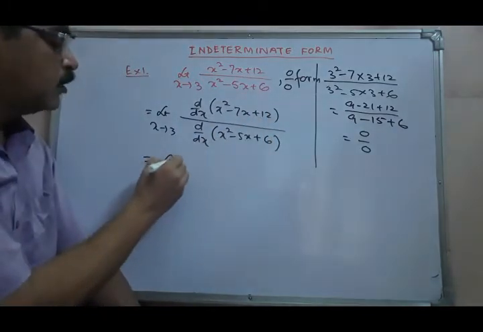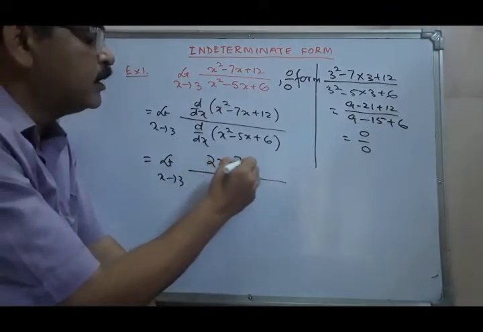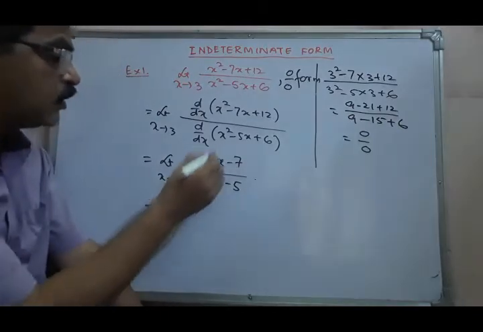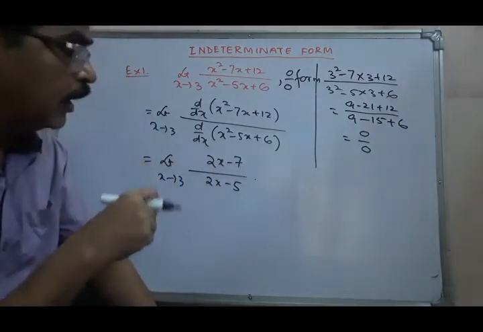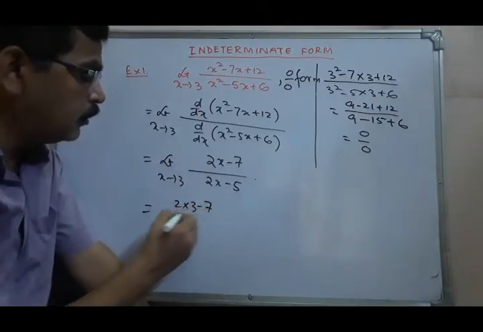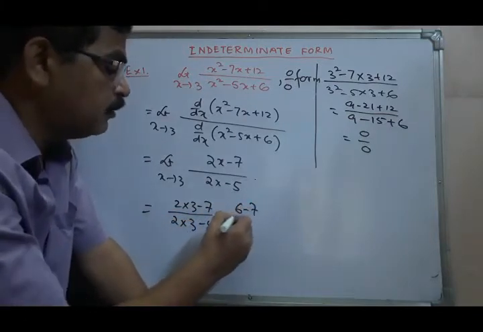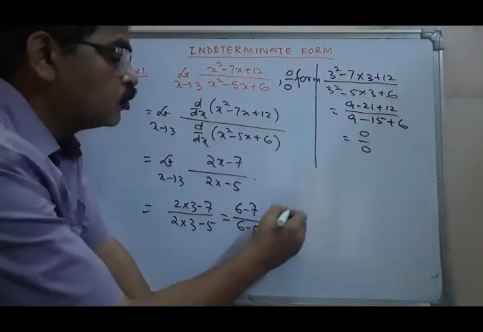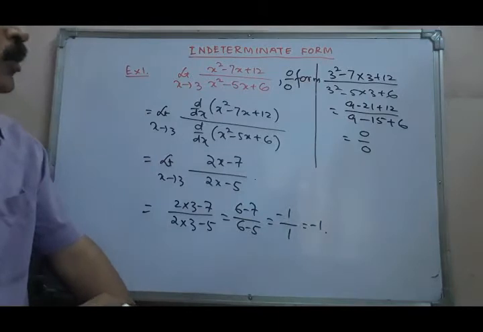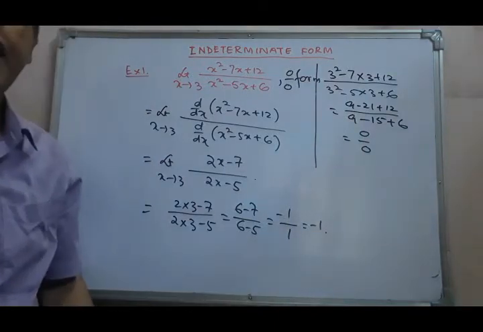So now the limit as x tends to 3. What will we get? 2x minus 7 divided by 2x minus 5. Now replace again. If you find 0 by 0 form again, then you have to differentiate again. But here, if you replace, 2 into 3 minus 7 divided by 2 into 3 minus 5. So 6 minus 7 divided by 6 minus 5, so minus 1 by 1. So minus 1 is the answer. The answer of this limit is minus 1.